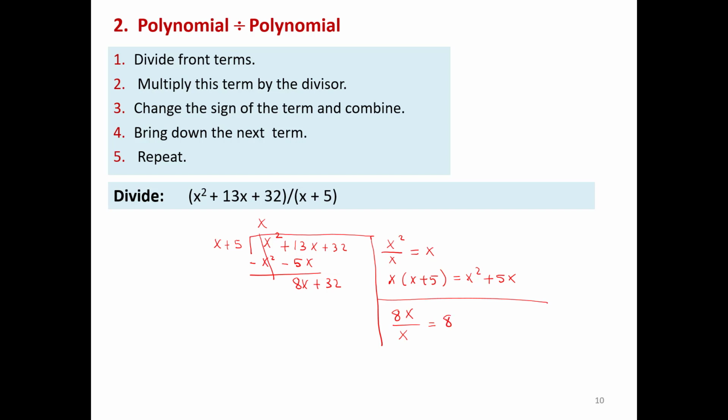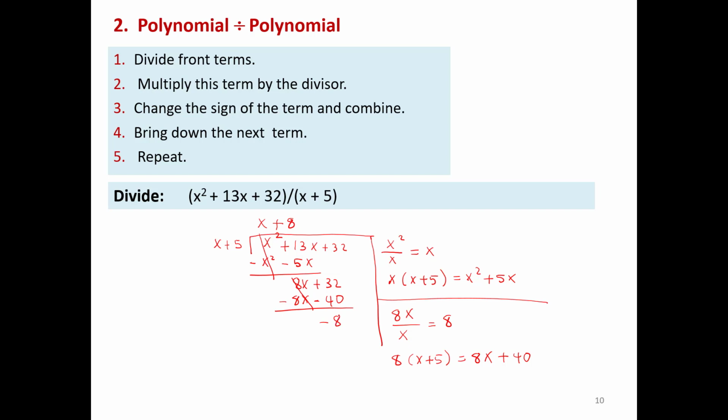We multiply a by x plus 5. a times x is ax, a times 5 is 5a. Now we change the sign of the third and combine. Then we have ax, we change to negative ax. We have plus 5a, we change to minus 5a. Negative 8.